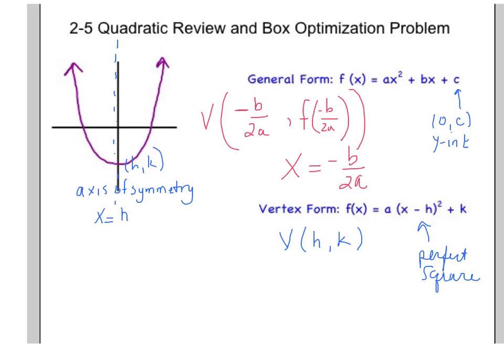In vertex form, you can find that immediately. To find the y-intercept in vertex form, you would just let x be 0 and then solve for y. And so that would be the easiest way to find that. And of course, the axis of symmetry is just going to be x equals h. So it's important that you get this down. We're going to be using that also, and sometimes it's just nice to have.